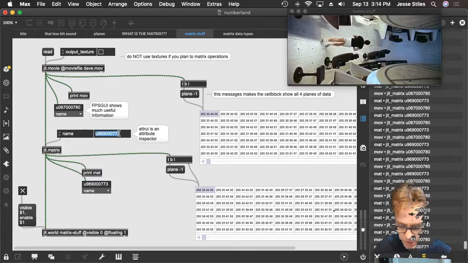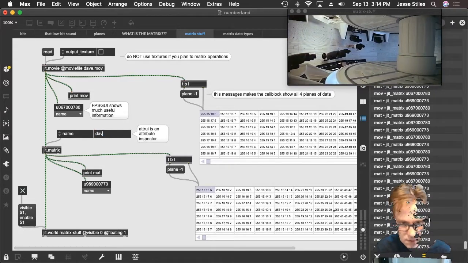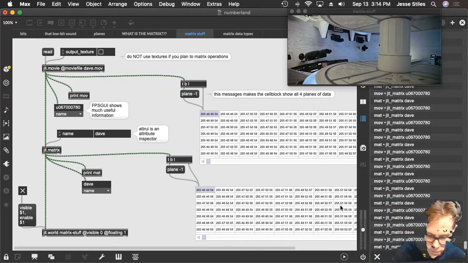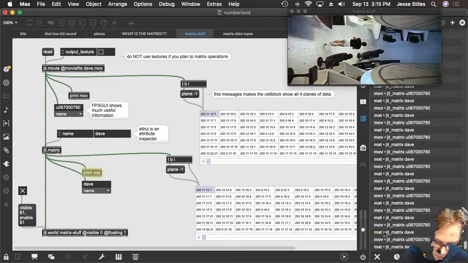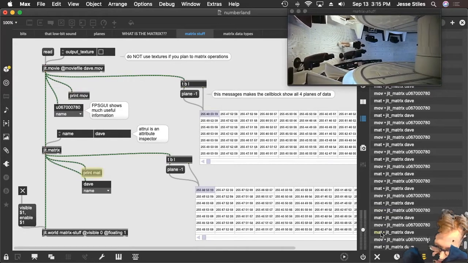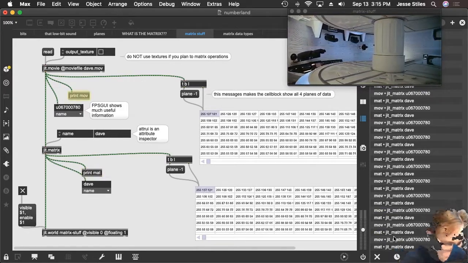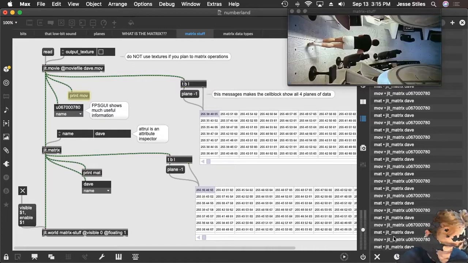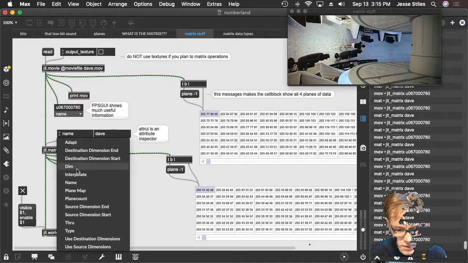Here we could give this a different name. Let's call it Dave. Okay, so we have renamed this matrix Dave, and you'll see we're actually printing it out now. So instead of having a randomly generated name, this matrix has a specific name. Its name is Dave.